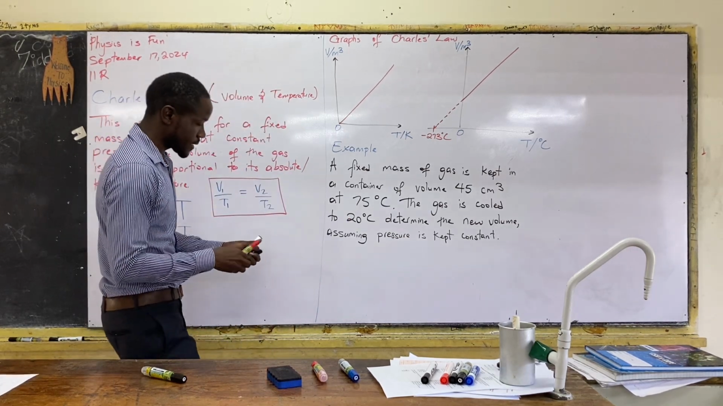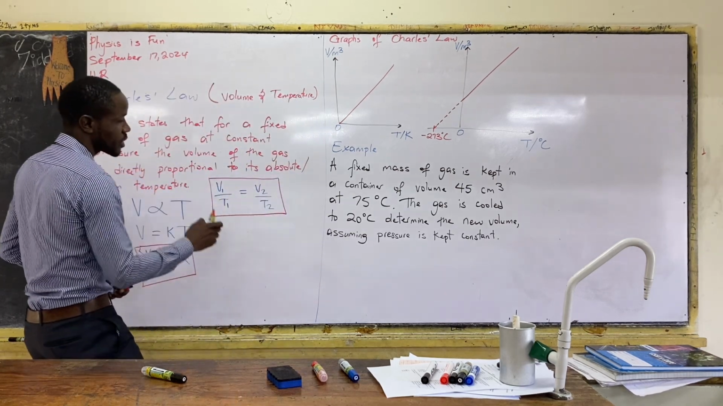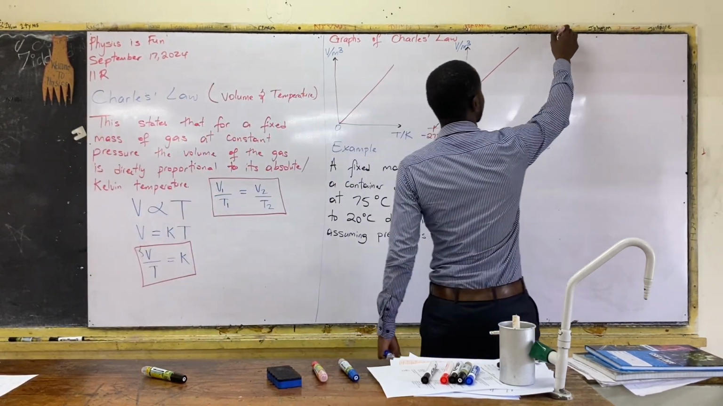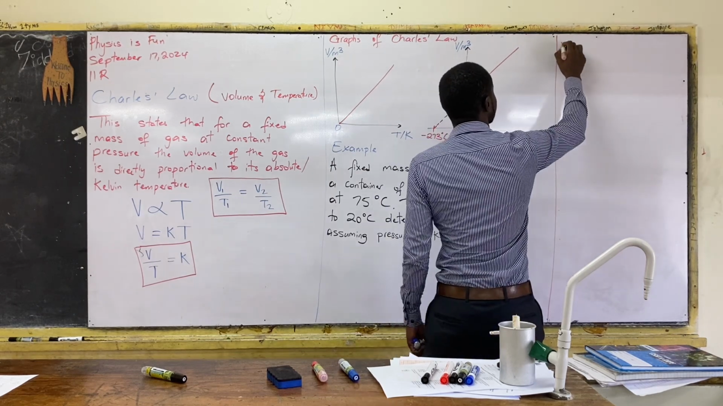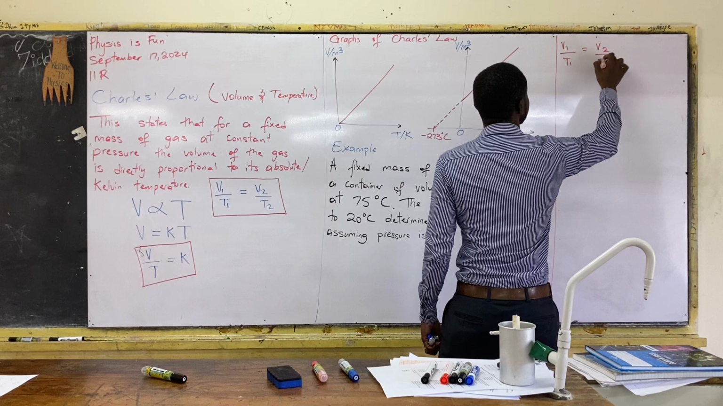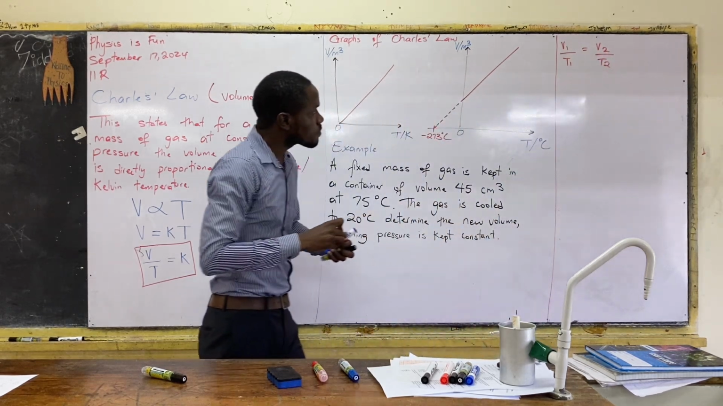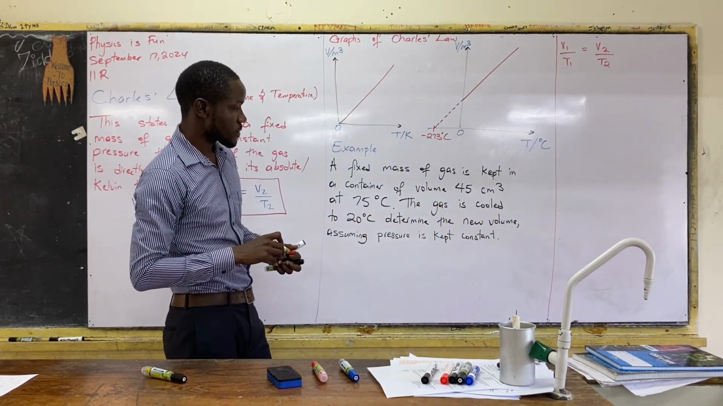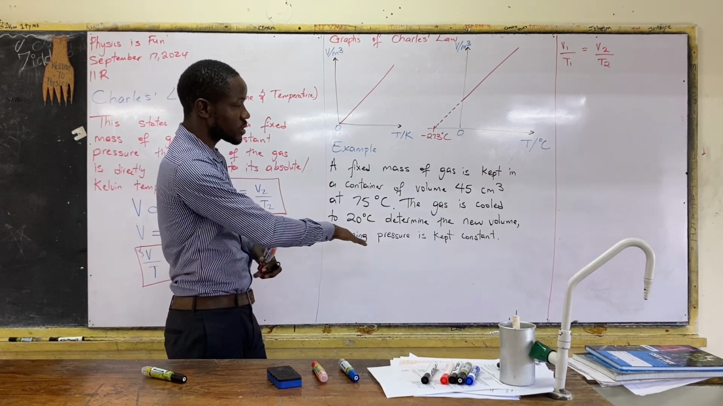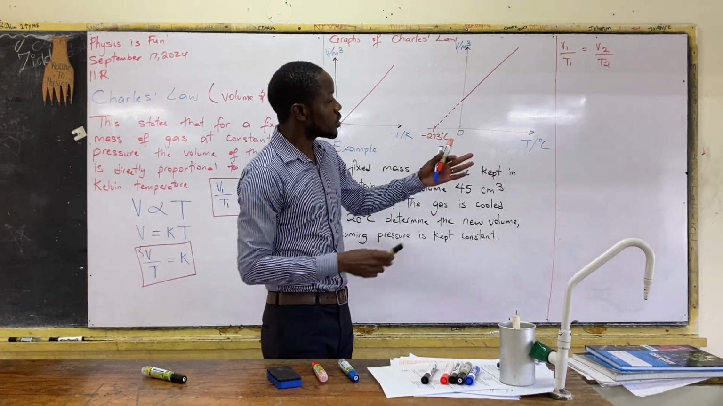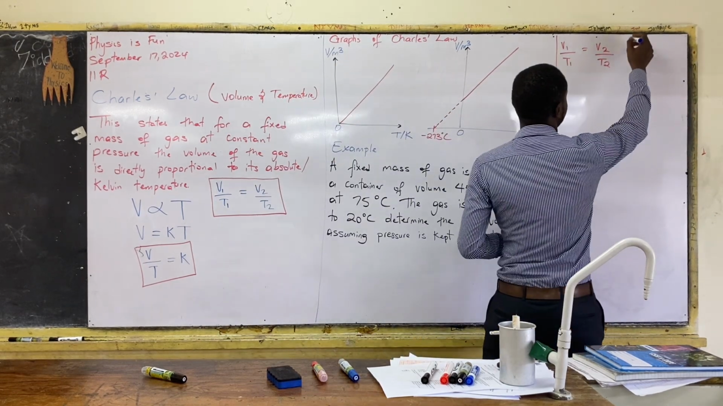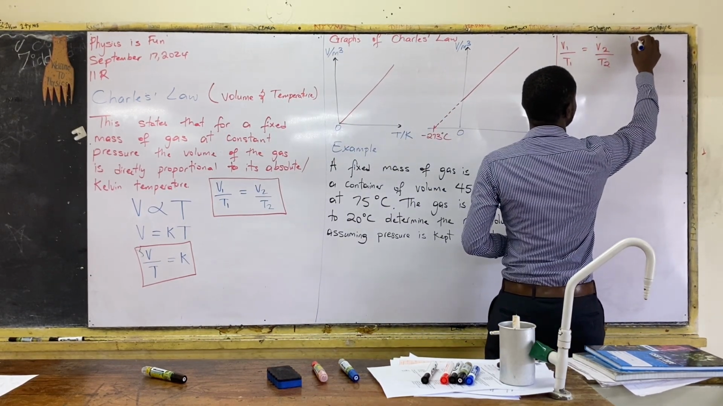So to work that, we start with this expression right here. So we can say that V1 over T1 is equal to V2 over T2. Right over here, because some persons might not see down that side. So let's just note some information that we have. So V1, what's V1?